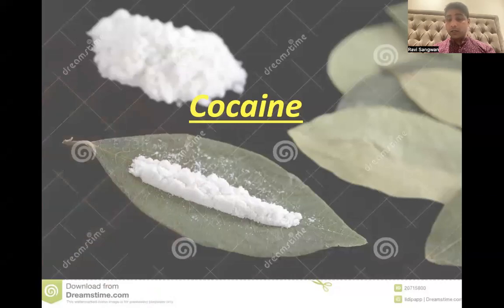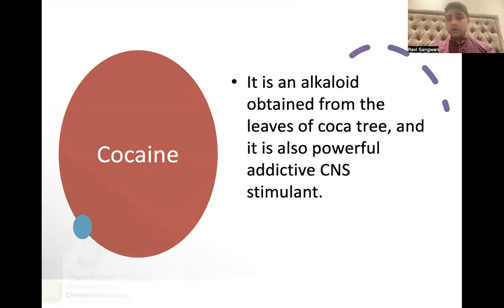And this is cocaine. Everybody is fascinated about what cocaine is, how it looks, and why people are using it. So this is cocaine in powder form. It's an alkaloid obtained from the coca tree. So now we are talking about the third plant. It is also a powerful addictive central nervous system stimulant. Cocaine is highly addictive, so that's why people are using it.